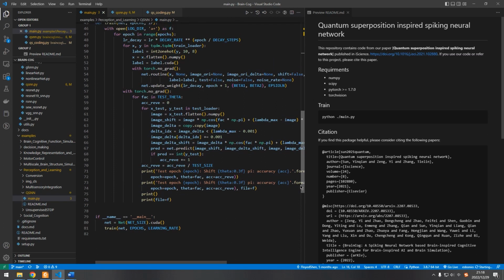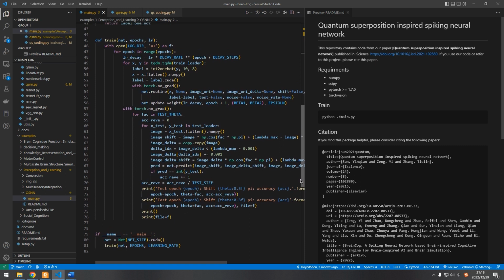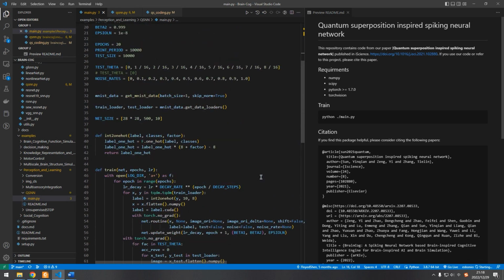Okay, this is all about how to use the BrainCog engine to implement the quantum superposition encoding method. Thank you for listening.